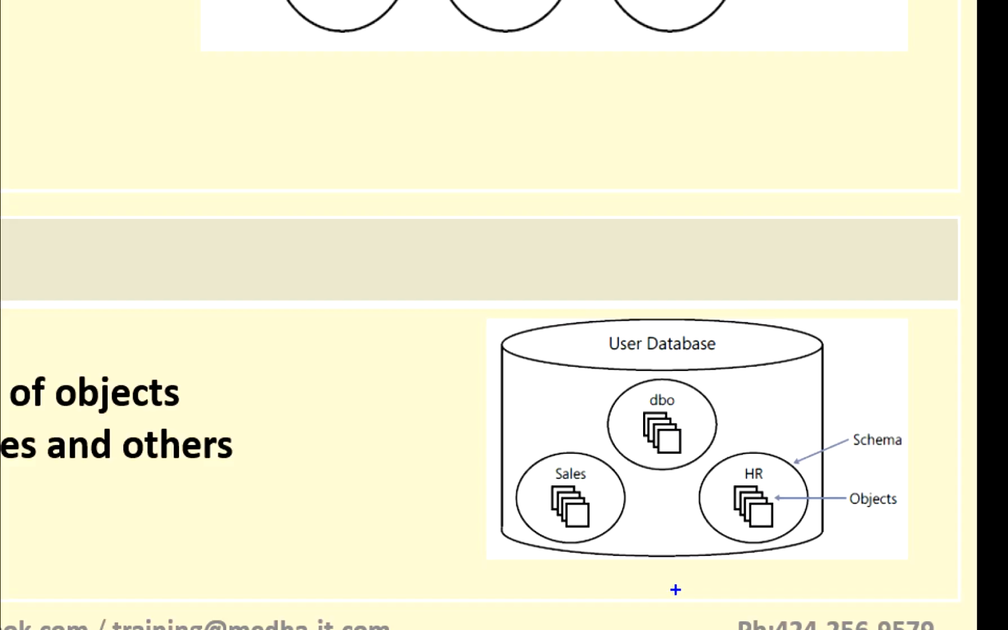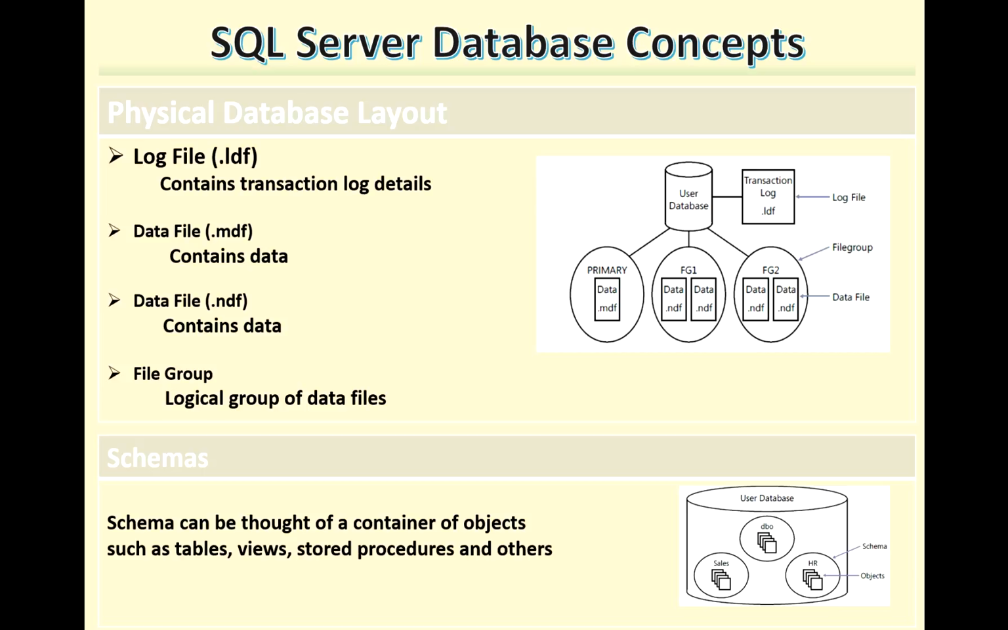Okay, so we'll continue. If we create the tables with a specific schema, it will be easy to restrict the access. You can say that the tables with the sales schema should be accessed only by sales department users. Similarly, the tables with HR schema should be accessible only by the HR team. That you can specify by defining the schema.